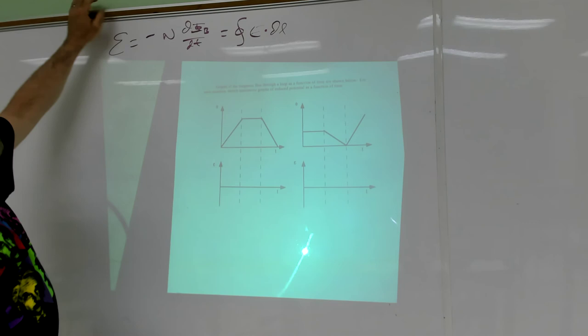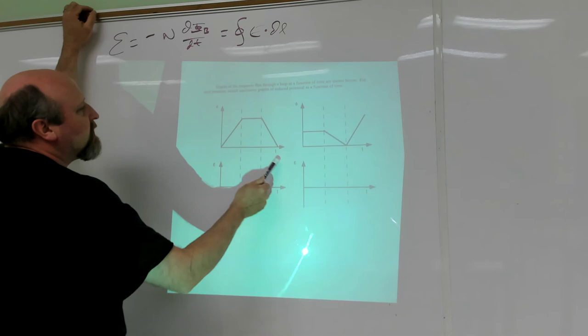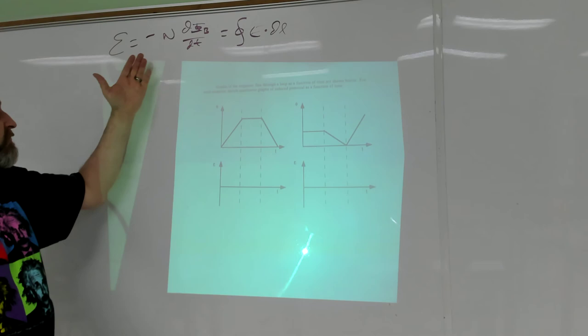E is proportional to negative d phi dt, which means the rate of change of flux. Hey, wait, this is flux versus time. I'm talking about the slope of this graph. The slope of this graph will tell me the voltage. Assuming that this is the flux through one loop, if there were multiple loops, it would be double or triple, whatever for how many loops I have. Anyway, but here we go. But remember, the direction has got to oppose.